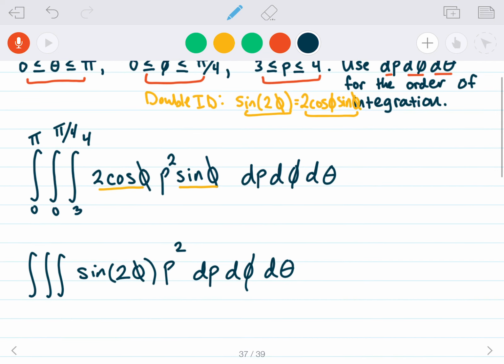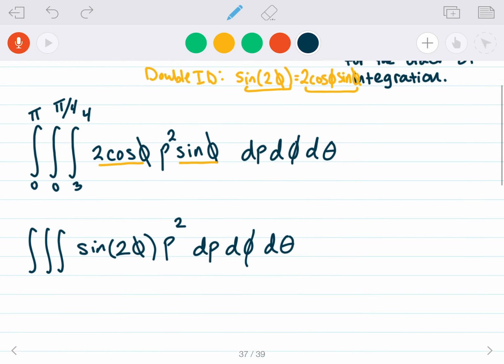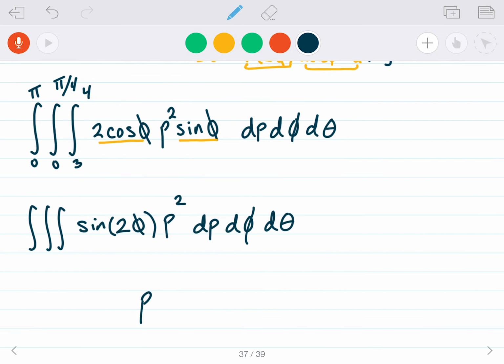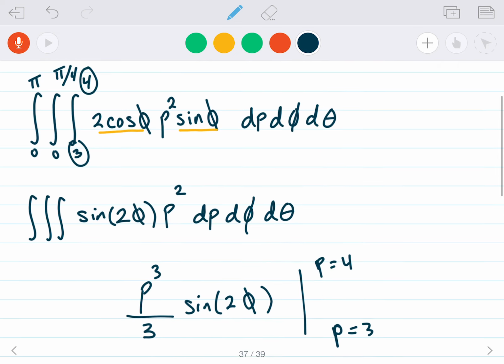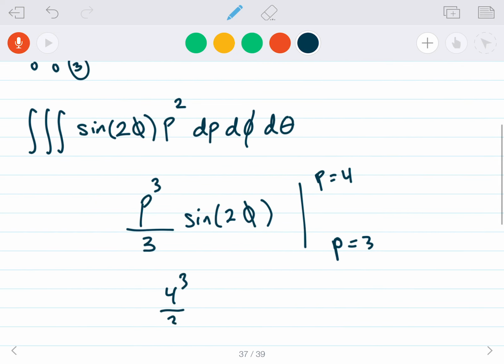And now I'm going to integrate with respect to rho first. Everything else is a constant except for rho. So when I integrate this with respect to rho, I get rho cubed over 3, and my bounds for rho are 3 to 4. I need to tack on that sine of 2 phi. So I'm going from rho equals 3 to rho equals 4. So I have 4 cubed over 3 sine of 2 phi minus 3 cubed over 3 sine of 2 phi.